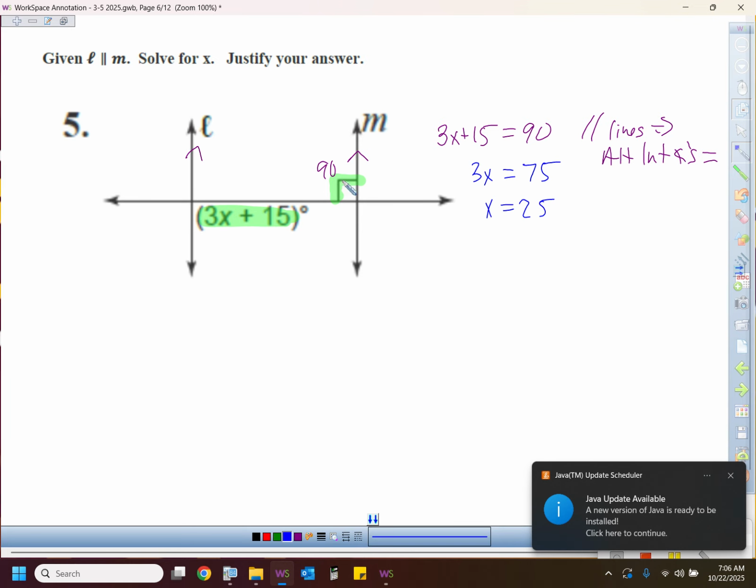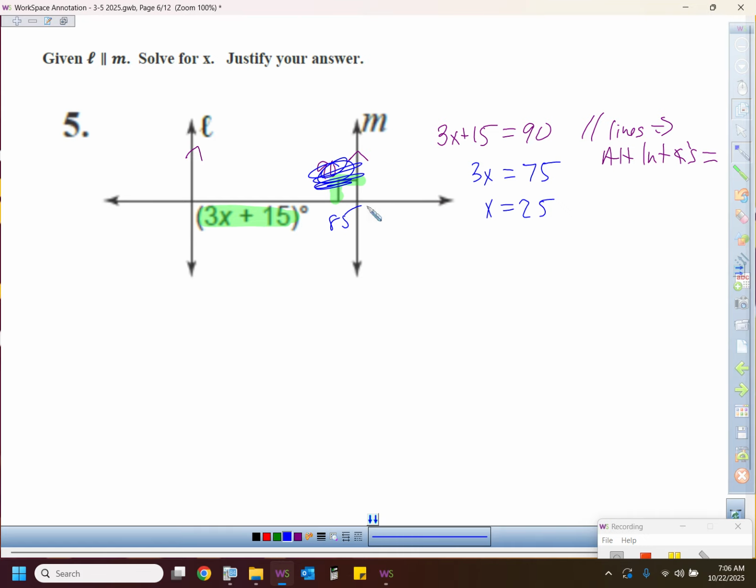So if that was 9, and we didn't know that one, let's just say this one here was 85. You have to add this plus this together and set it equal to 180, because consecutive interior angles are supplementary.